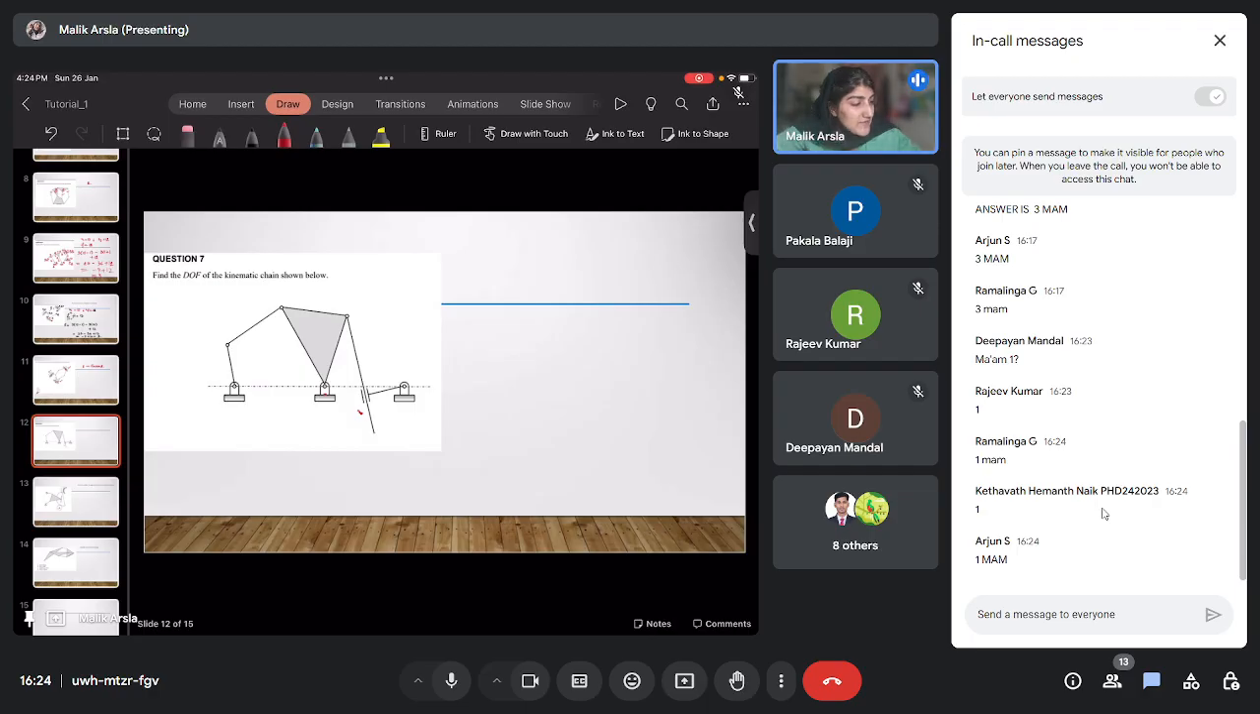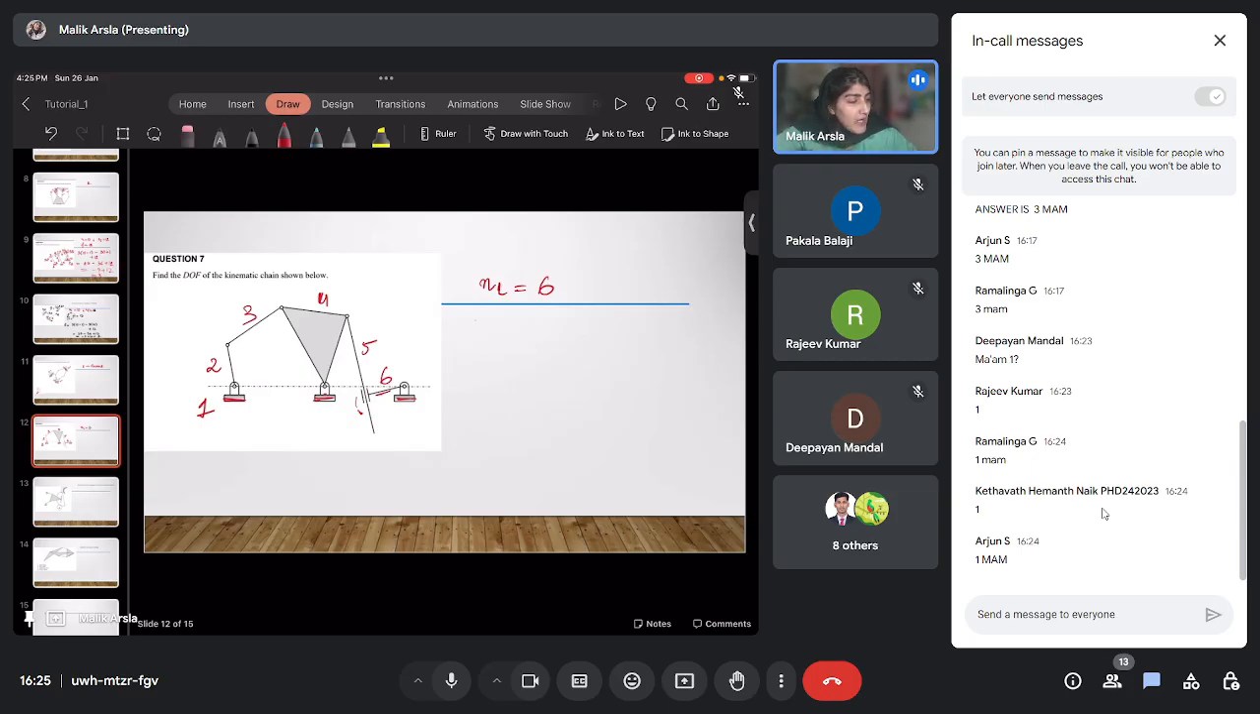Okay, so again we start with counting the number of links. Here again we have ground as a fixed link. I'll call it 1. Then this is the second link, this is the third link, this will be the fourth link, this will be the fifth link. Now this link is connected to this link with the help of a prismatic pair, so it will be the sixth link. So the number of links will be 6.